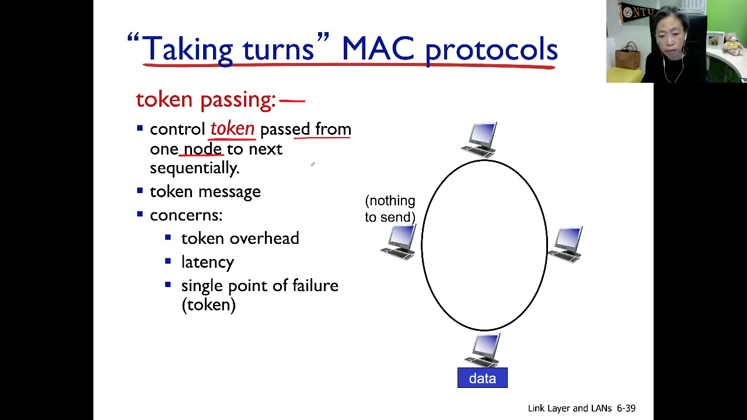If the node has nothing to send, the token will be passed quickly to the node at the bottom. And this one at the bottom has some data. Data goes out. So that token message is the control. Of course there's an overhead of sending a token, and also a certain latency passing the token around. Now we don't have a master node being the single point of failure, but if someone lost the token or the machine holding the token failed, then the system also failed.